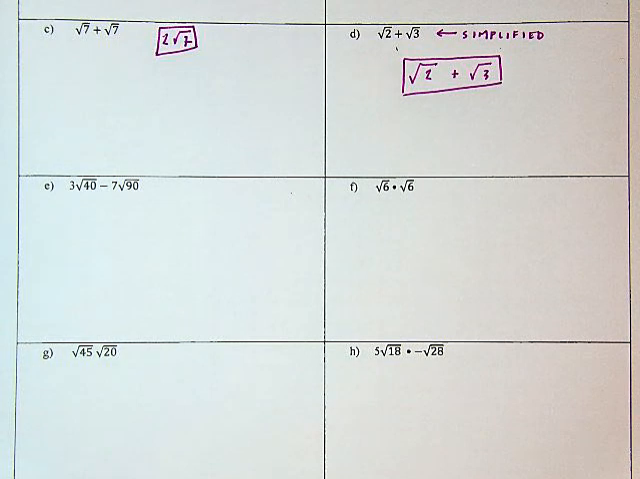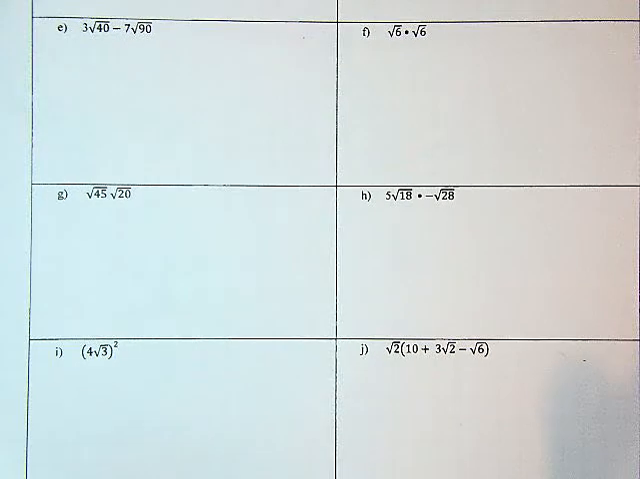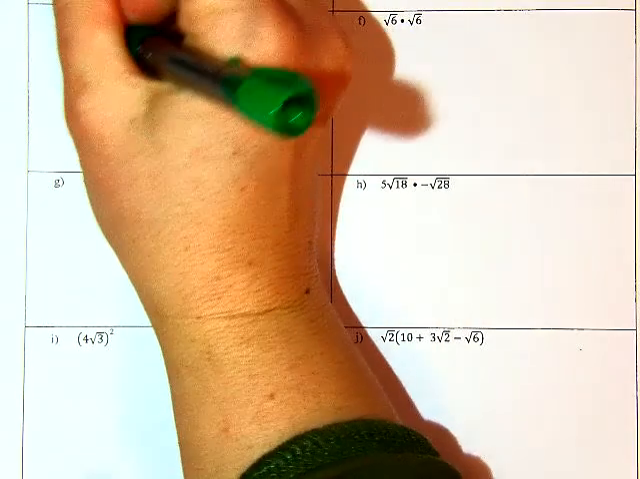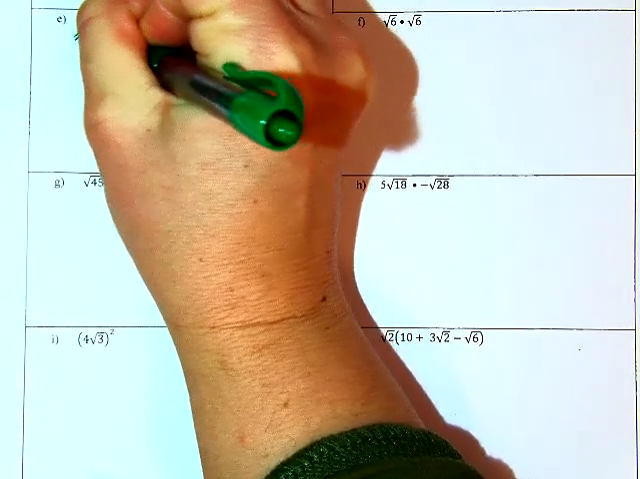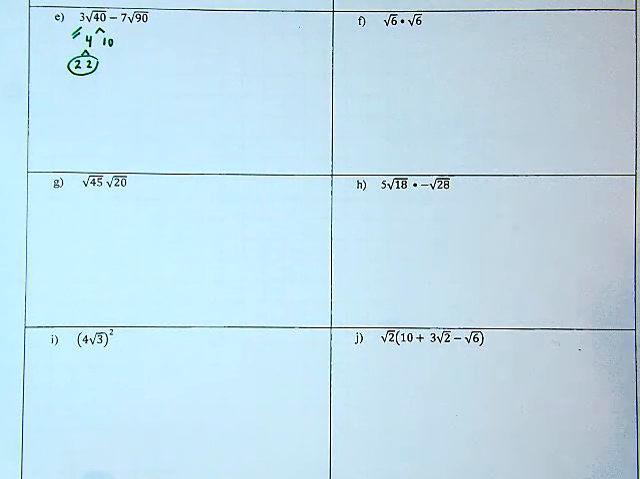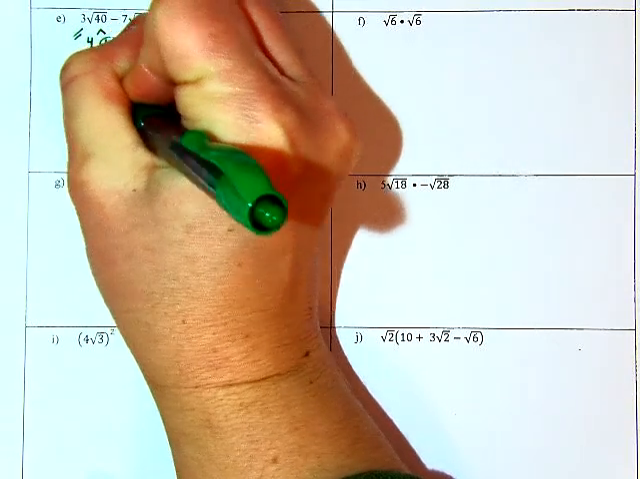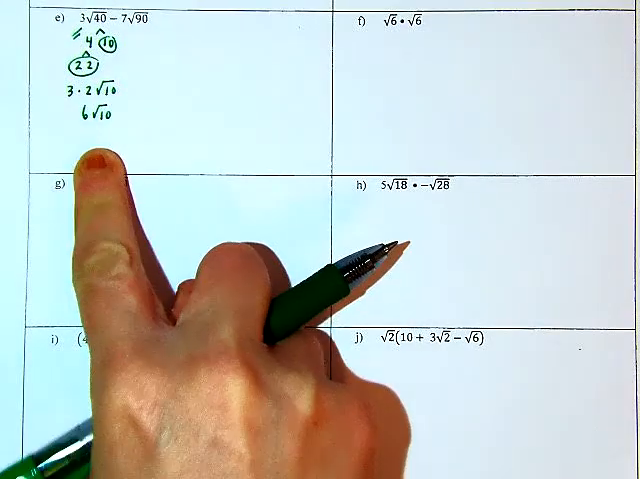Okay, next one here, I have 3 root 40 minus 7 root 90. So here we're adding or subtracting, so we need the radicands to match. So when I look at each term, I see, oh, well, each one can simplify further. So if I look over here on the left, I'm going to underline that 3. Square root of 40, that's 4 times 10. And that 4 is a perfect square. It's going to give me a pair of 2s. Okay, there's nothing I can do with the 10. There's no pair in that. So I really have 3 times 2 root 10. So 6 root 10. That's my first term simplified.